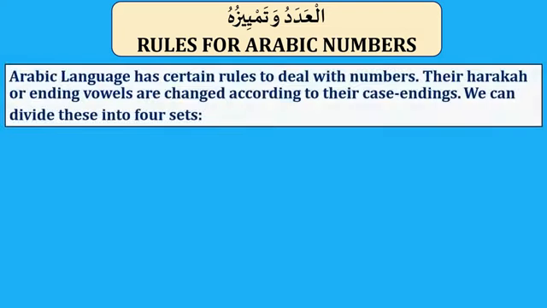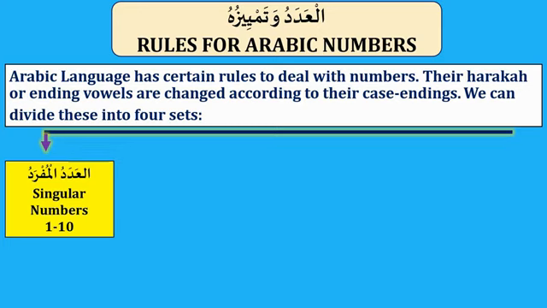So let's begin. Arabic language has certain rules to deal with numbers. Their haraka or ending vowels are changed according to their case endings. We can divide these into 4 sets. First one, al-adadul mufrad, singular numbers. These are from 1 to 10.